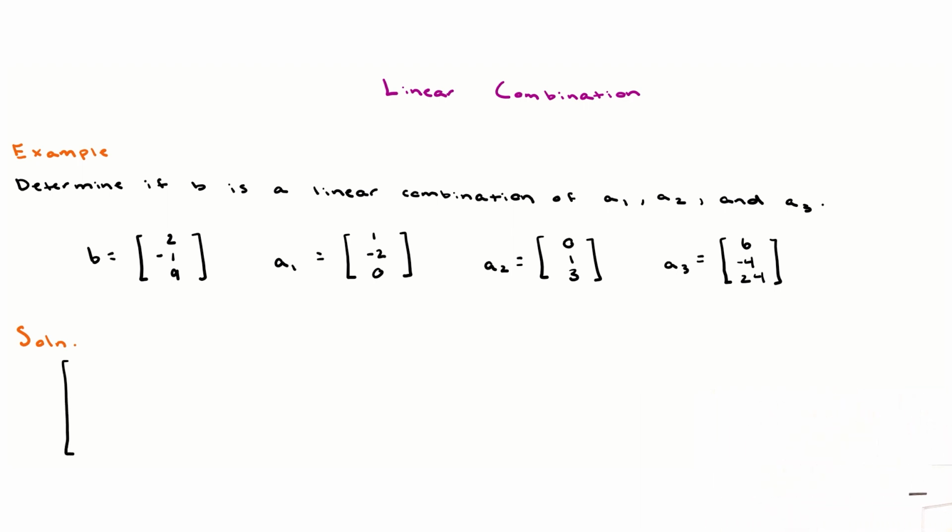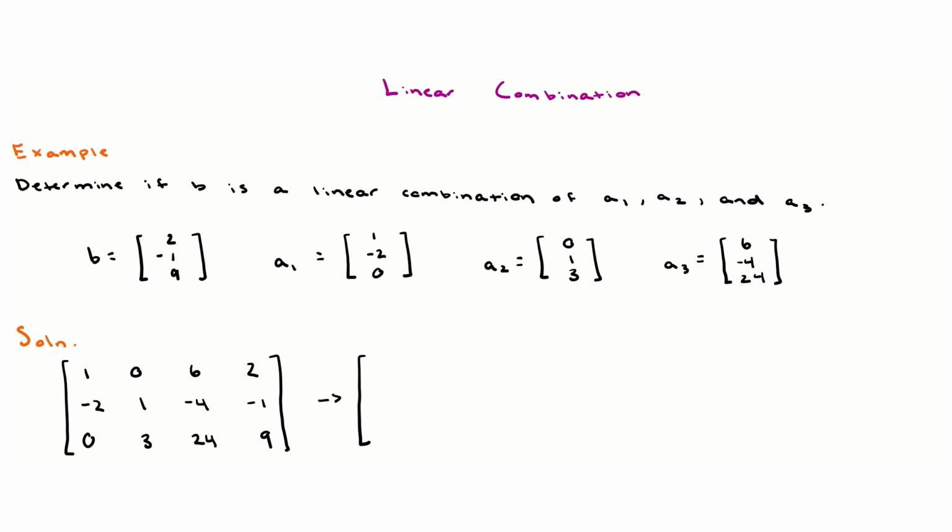So starting with A1, our top row will be 1, 0, 6, 2, second row, -2, 1, -4, -1, and our last row, 0, 3, 24, 9. So to be clear, A sub 1 is our first column and B is our last column. Now let's start to row reduce.